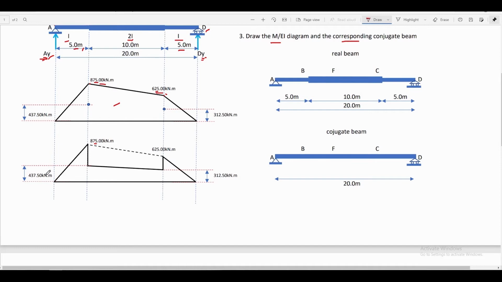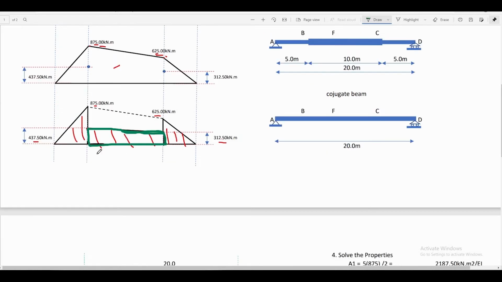And 875 divided by 2 is equal to 437.5, and 625 divided by 2 is equal to 312.5 kilonewton meter. It will be the ordinate of the M over EI diagram of the inner portion of the beam. It means that we will only consider the properties of the shaded area in solving the maximum deflection of the beam. But since the inner portion is trapezoidal, since 437.5 is greater than 312.5, let me divide this area into two areas: a triangular area and a rectangular area.